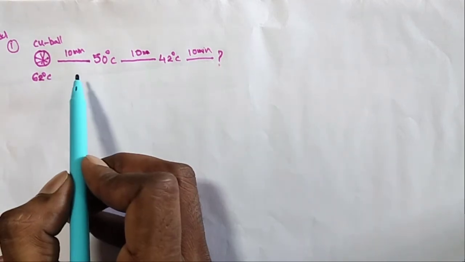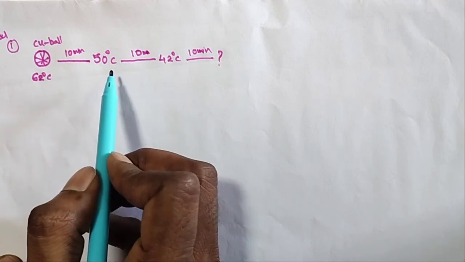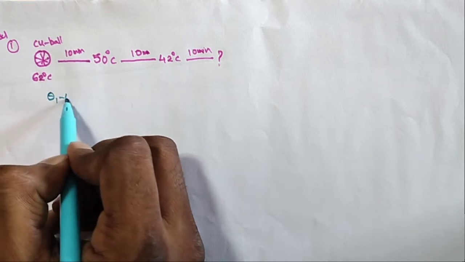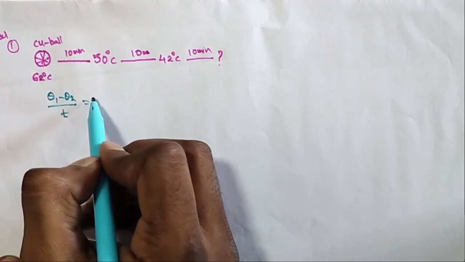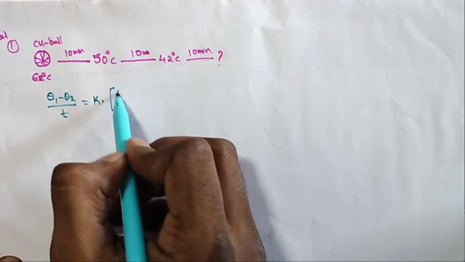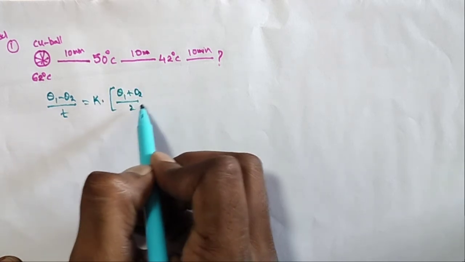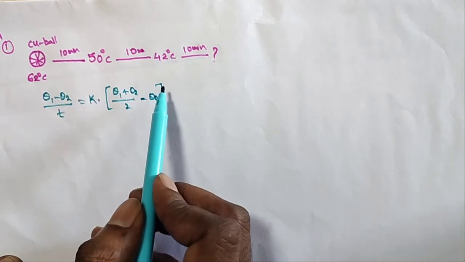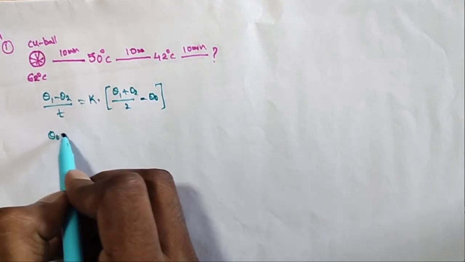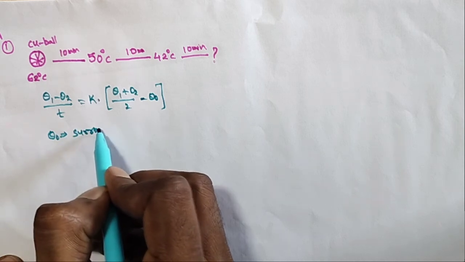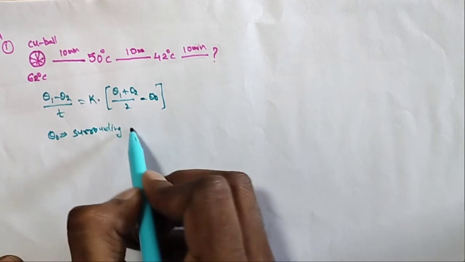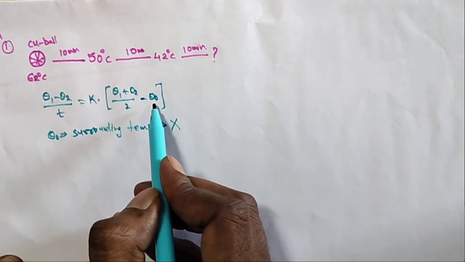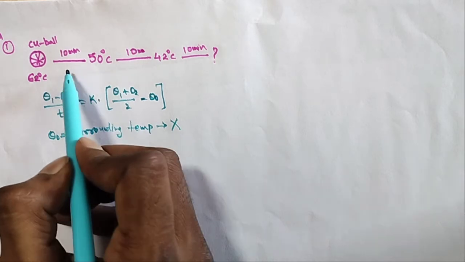We know that this type of problem uses the principle of Newton's law of cooling. We know the formula: (theta 1 minus theta 2) by t equals k into ((theta 1 plus theta 2) by 2 minus theta naught). What is the surrounding temperature theta naught in this one? The surrounding temperature is not given, so first we can calculate the theta naught value.